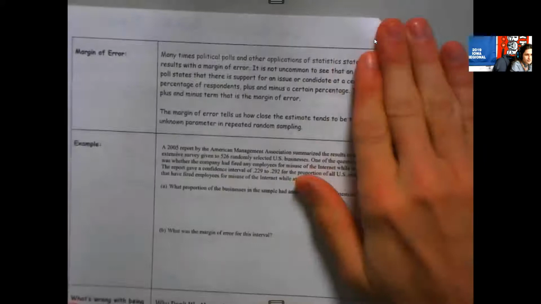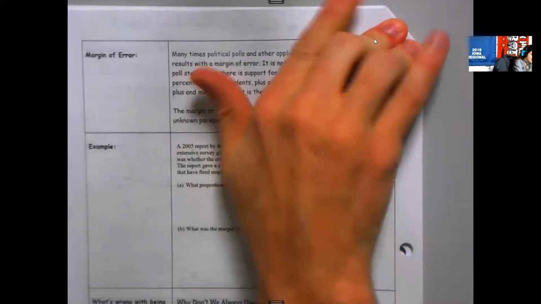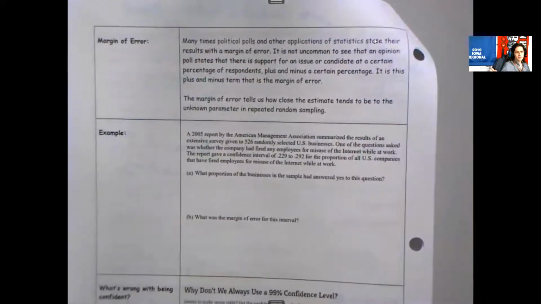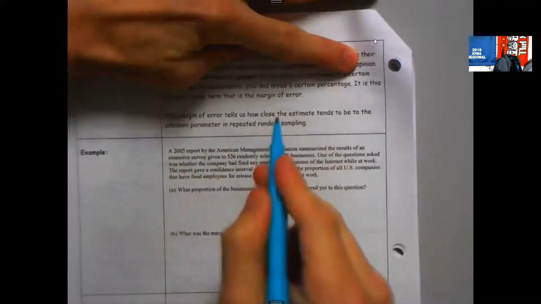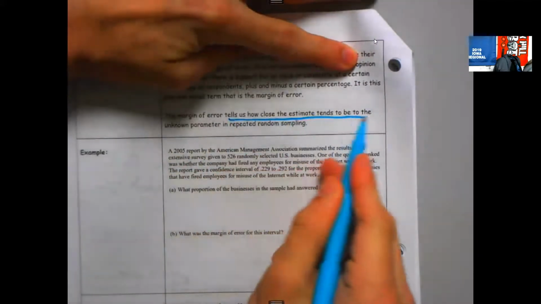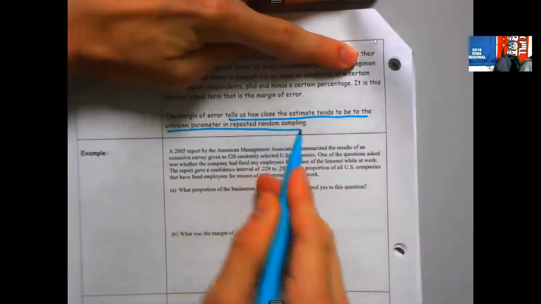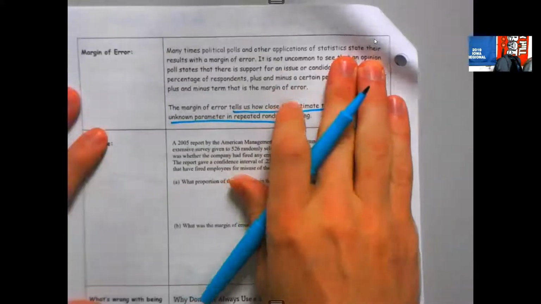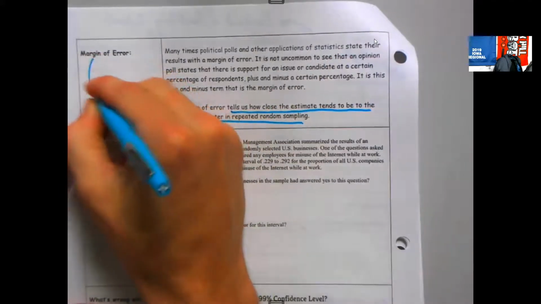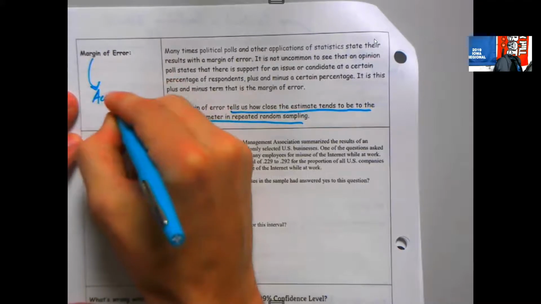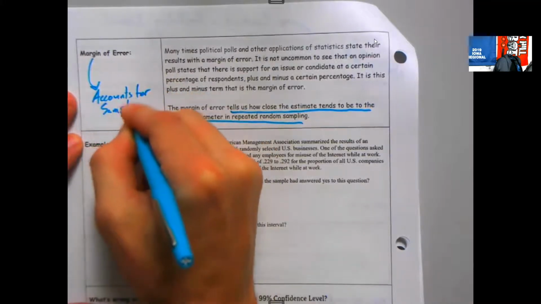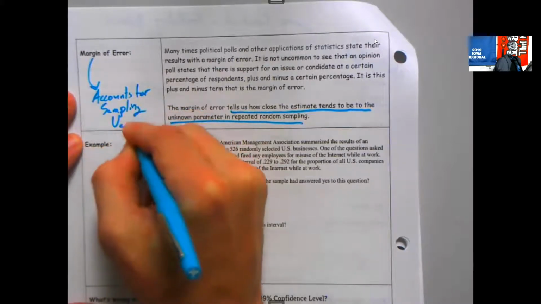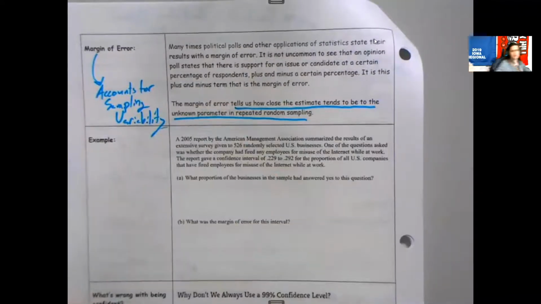Margin of error. It talks about margin of error here. Margin of error, that's what tells us how close, read that paragraph, tells us how close the estimate tends to be to the unknown parameter in repeated random sampling. What does the margin of error account for? It accounts for sampling variability. Different samples give us different results.